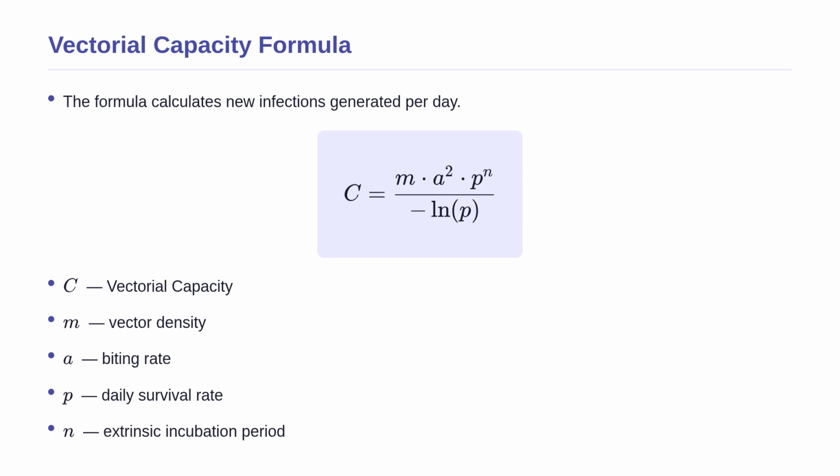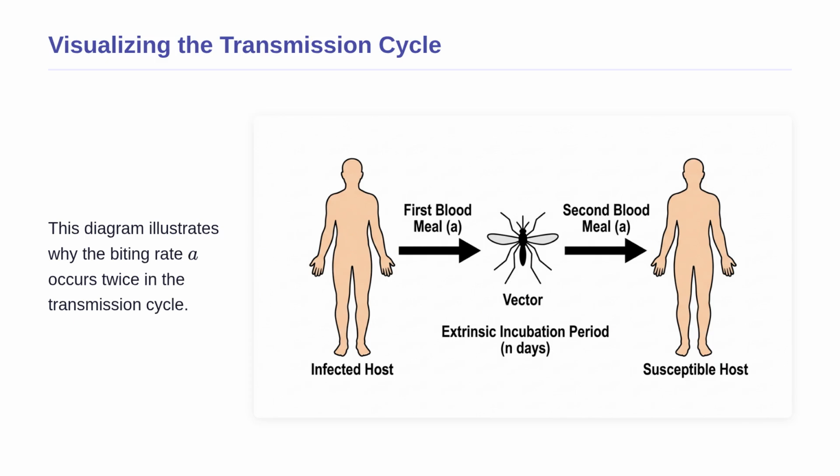The variable P is the daily survival rate, and N is the extrinsic incubation period, which is how many days the pathogen needs to develop inside the mosquito. Finally, the denominator, negative natural log of P, represents the expected lifespan of the mosquito. Before we calculate anything, let us visualize exactly why that biting rate is squared.